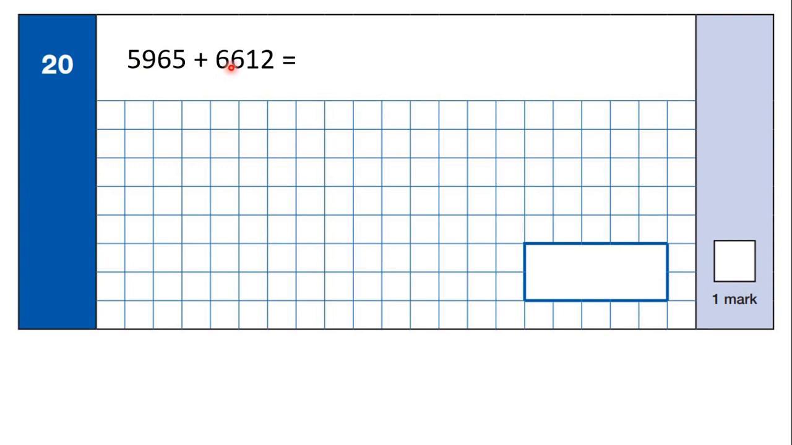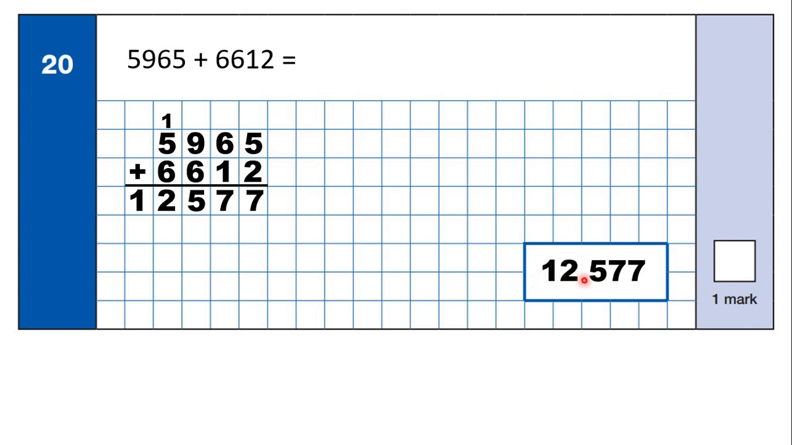5,965 plus 6,612. So we need to set this out as a column addition. 5 plus 2 is 7, 6 plus 1 is 7, 9 plus 6 is 15, so 1, 5, and 1 plus 5 plus 6 is 12. So our answer is 12,577.